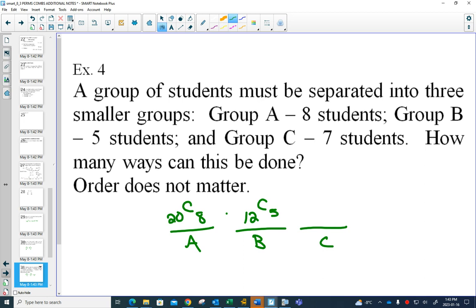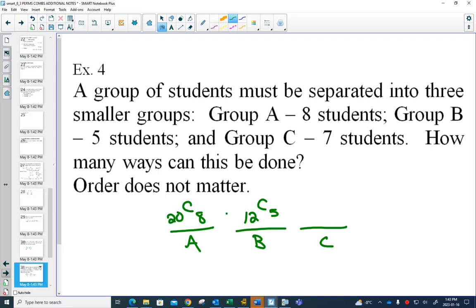Now, if you were in that class, and I chose group A, 8, then I chose group B, 5 kids there. Jeremy hasn't been picked yet. He's like, ooh, wonder what group I'm going to be in. What group are you? You're going to be in group C.